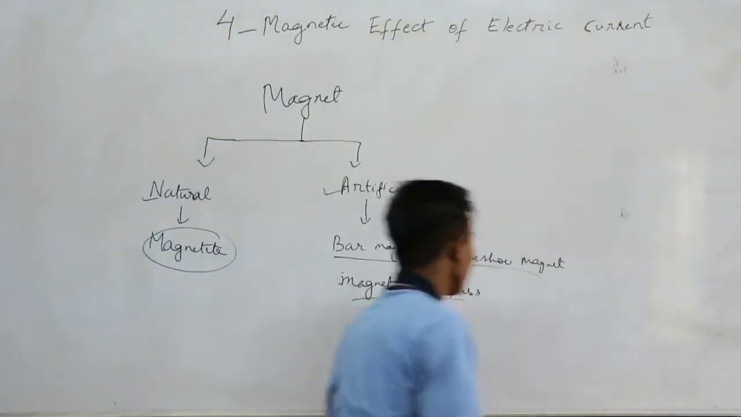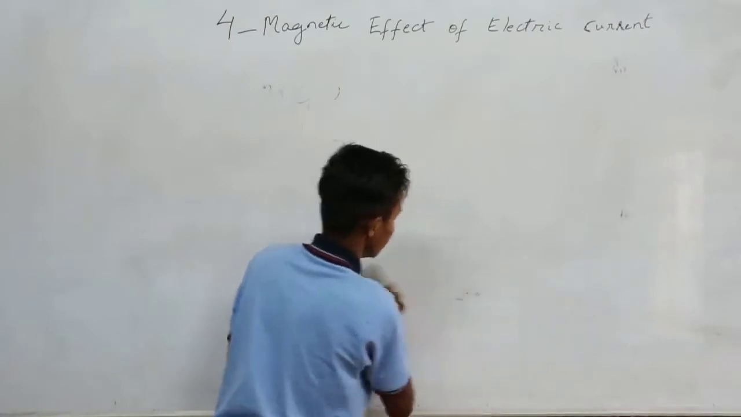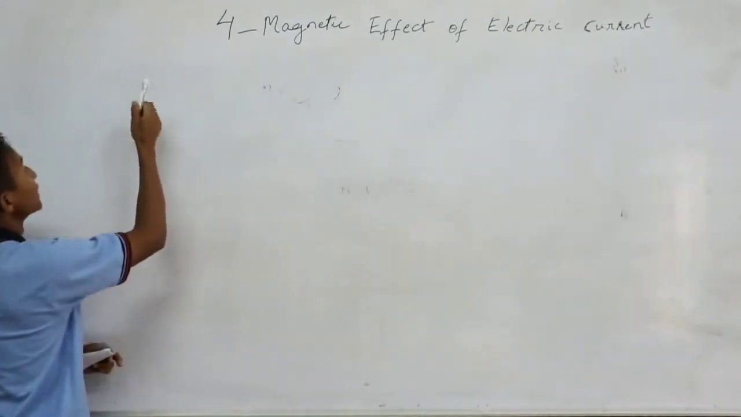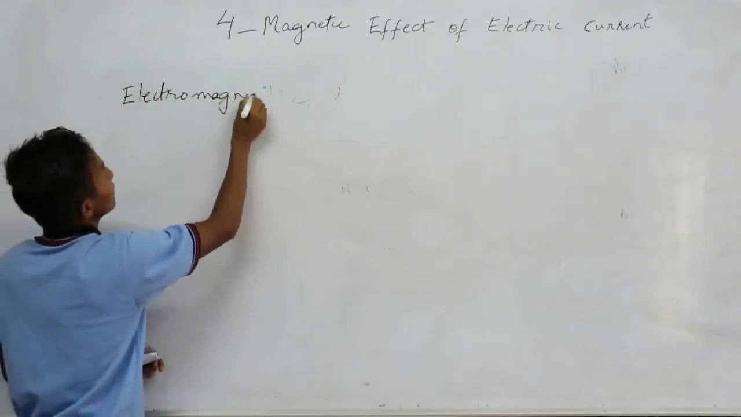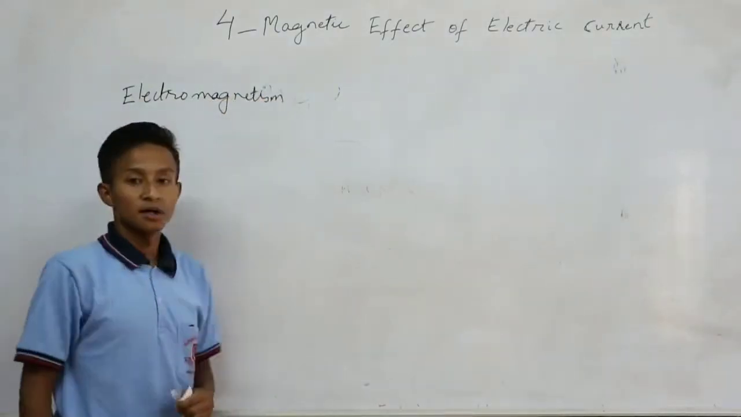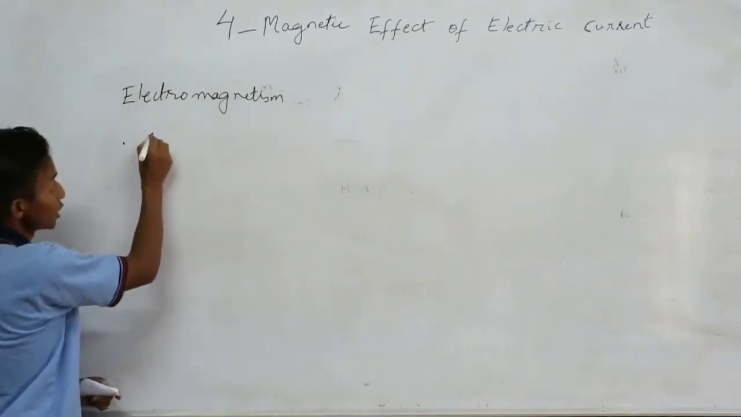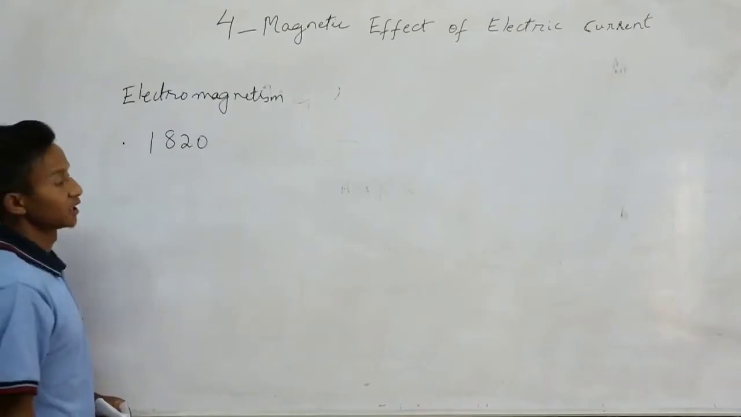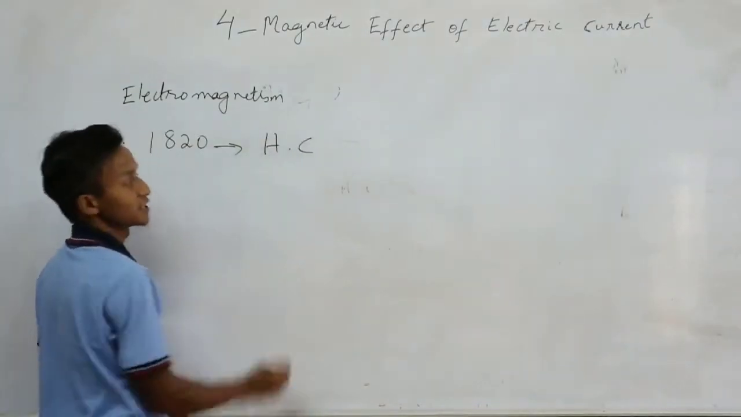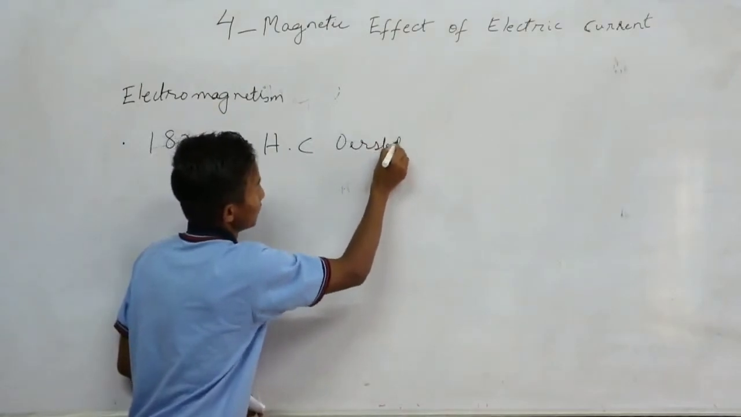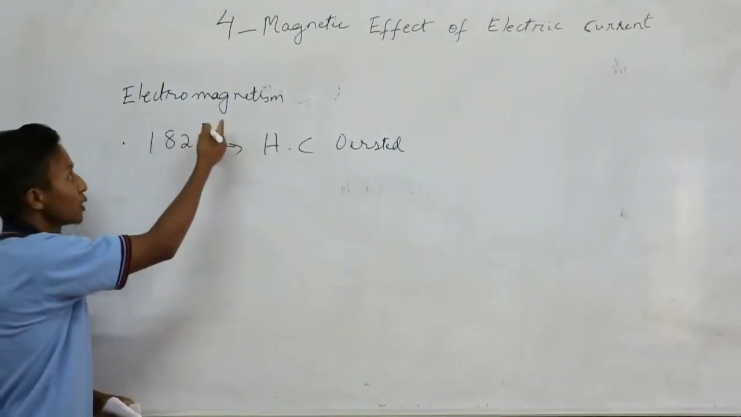Moving forward, I will introduce a topic which is called electromagnetism. Who discovered this phenomenon? It was in the year 1820. There was one person who discovered this phenomenon, and his name is Oersted. How did he discover electromagnetism? Let me first explain the word electromagnetism.